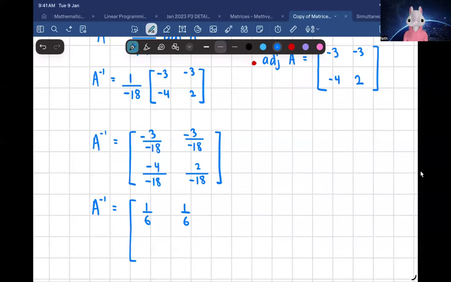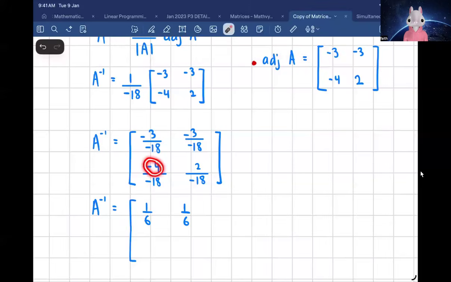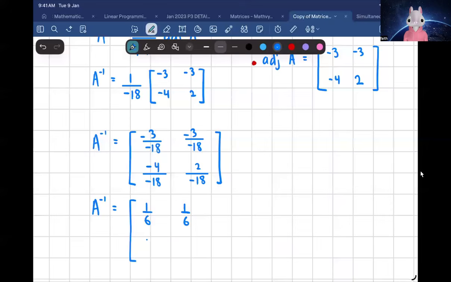Negative 2 over 9? No, not negative 2 over 9. You have a negative divided by a negative, and a negative divided by a negative is a positive. So that'll be 2 over 9. And then we have 2 over minus 18, so negative 1 over 9. Because a positive divided by a negative is in fact a negative, and 2 into 2 is 1, 2 into 18 is 9.